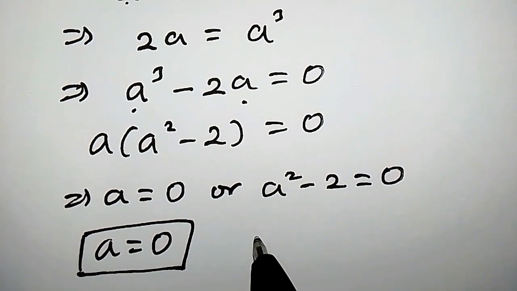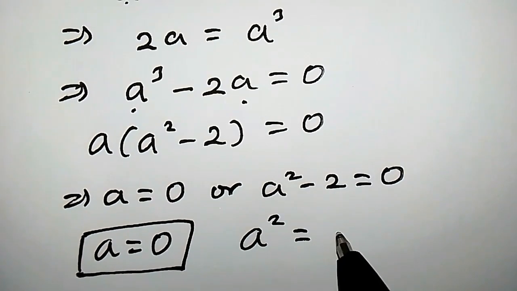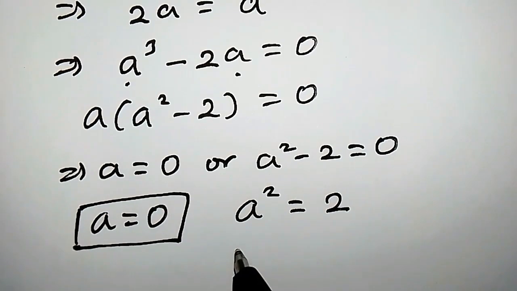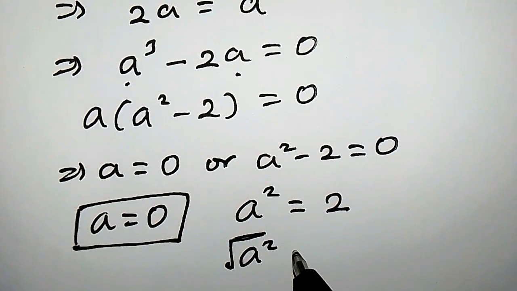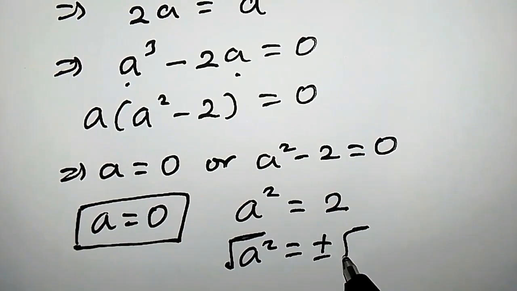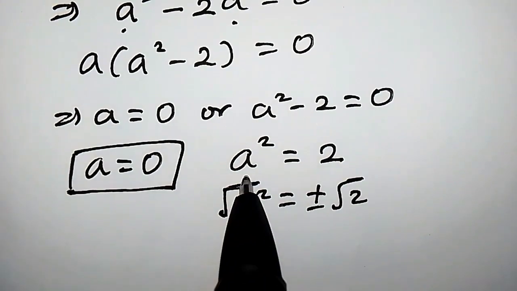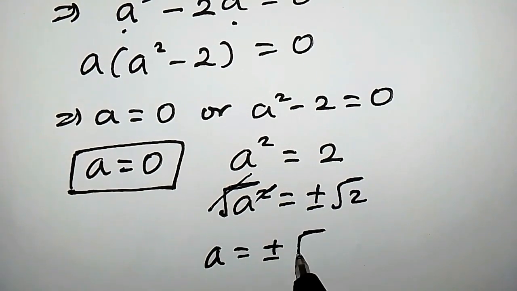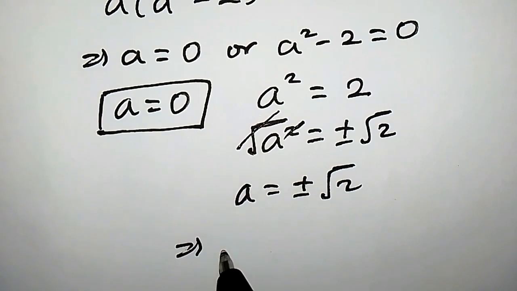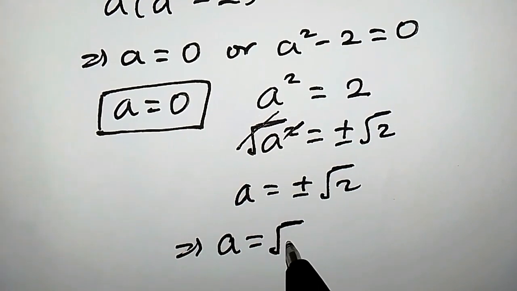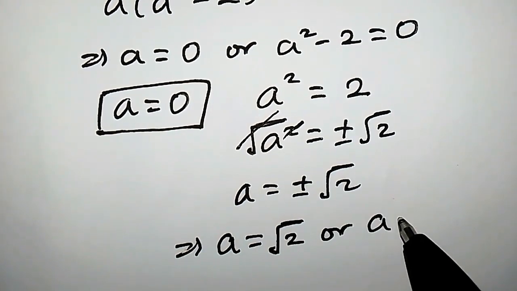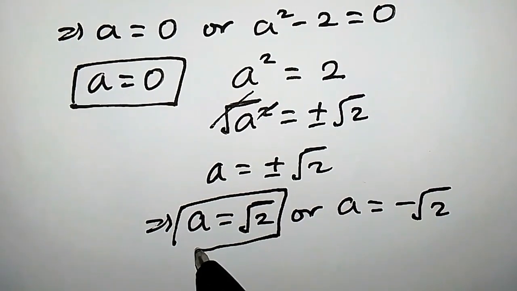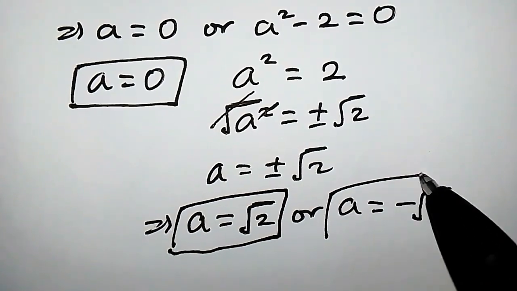Consider this also. A squared is equal to 2 by moving minus 2 to the right hand side. If we take the positive square root of both sides, that will be square root of A squared equal to plus or minus square root of 2. This bigger square root takes care of this power. We have A equal to plus or minus root 2. This means that A is either equal to root 2 or A is equal to negative root 2. These are the other values for A. A equals root 2 and A equals negative root 2.